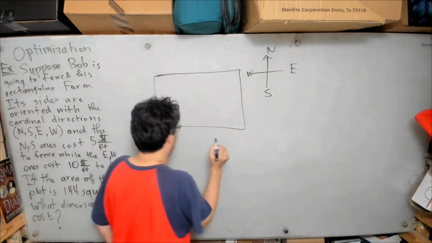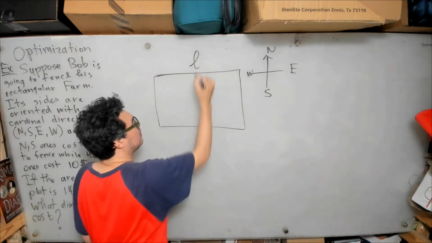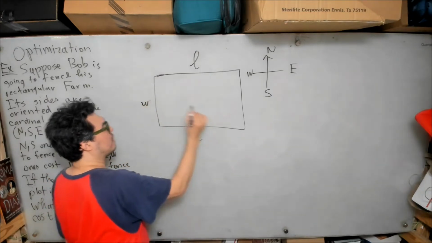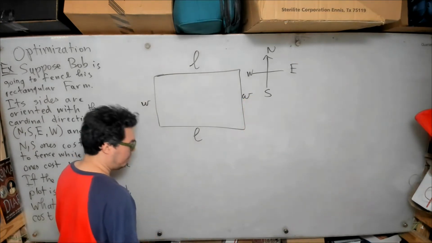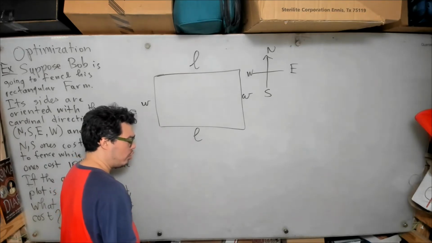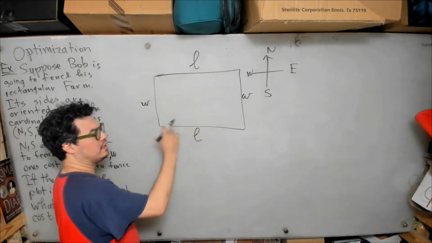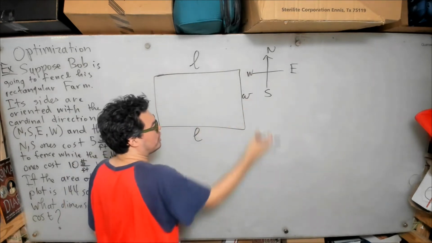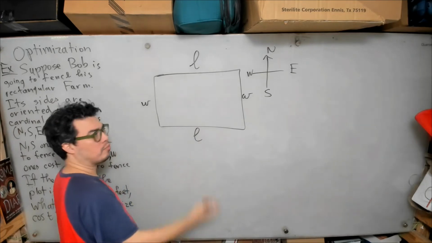And so let's let this side have a designation L to represent length, and let's say this side has a W to represent width. Okay. So first of all, we drew our figure. We drew it in such a way that the sides are parallel with the cardinal directions as stated in the problem. It's rectangular, also as stated in the problem.